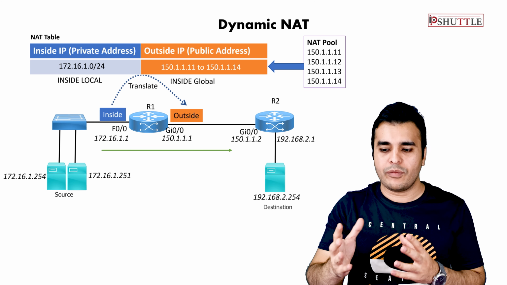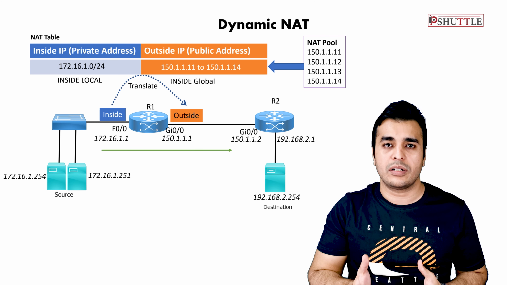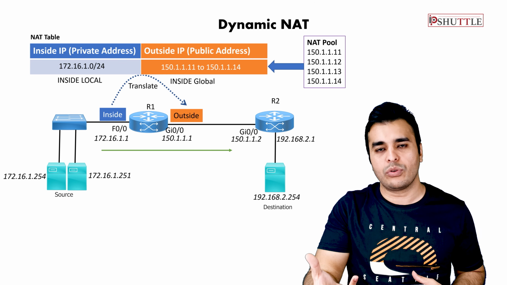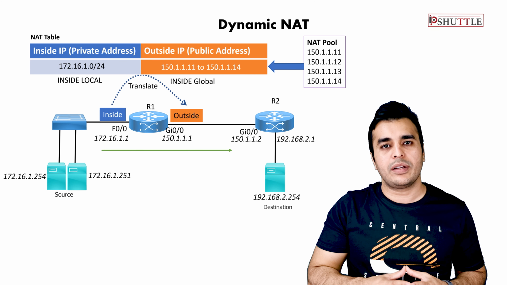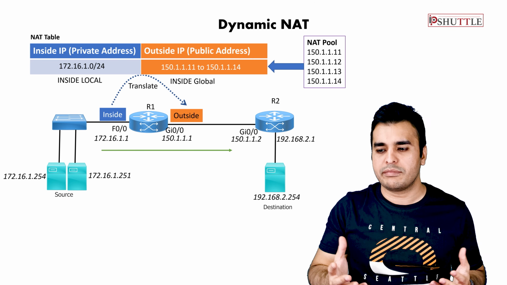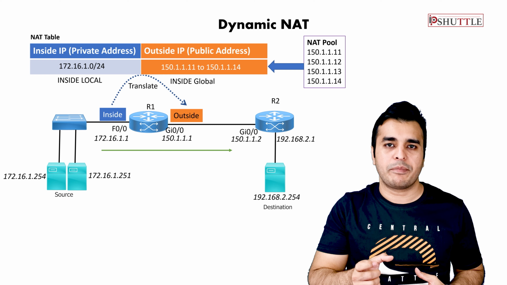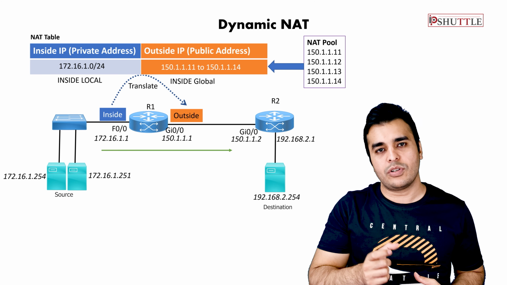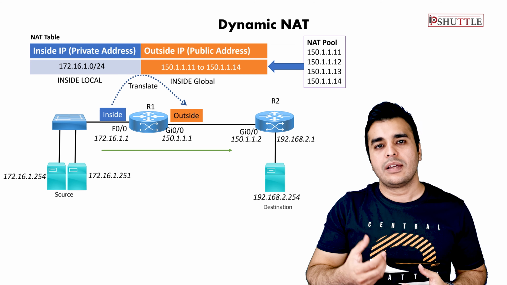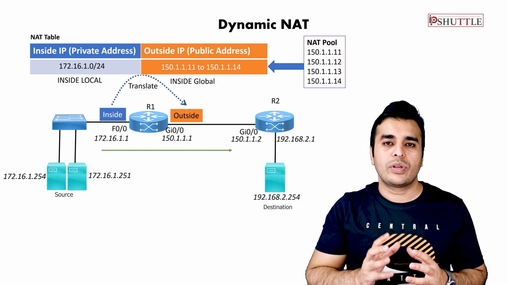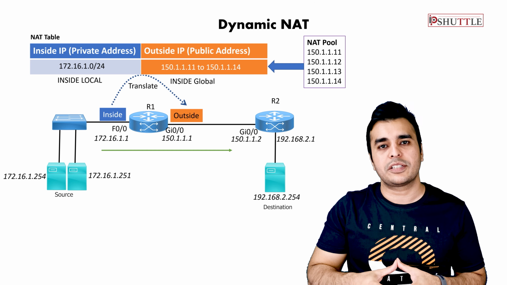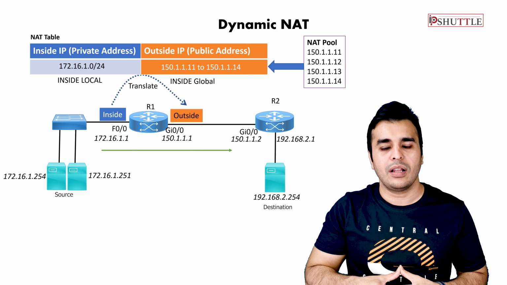Let's take an example. We have two machines, 172.16.1.254 and .251. Let's say .251 wants to go to google.com. What will happen is .251 will be translated to a public IP address, 150.1.1.11, the first one, it will take that IP address. The second one, when .254 wants to go out, will take .12. So this is how dynamic NAT works. The major difference is you can translate multiple IP addresses to a pool of IP addresses, and once the NAT entry has expired, the address can be used for the next IP address as well.